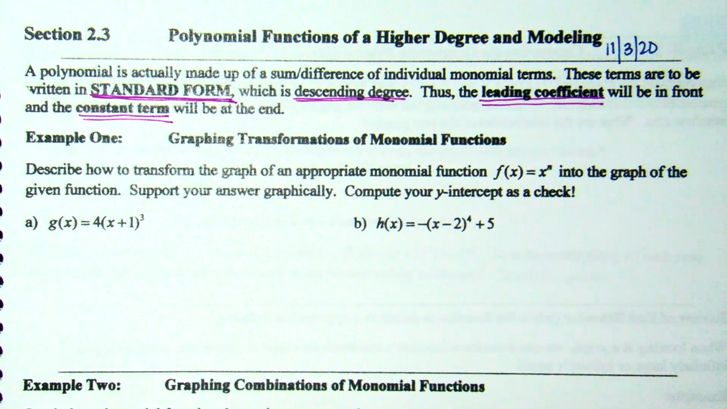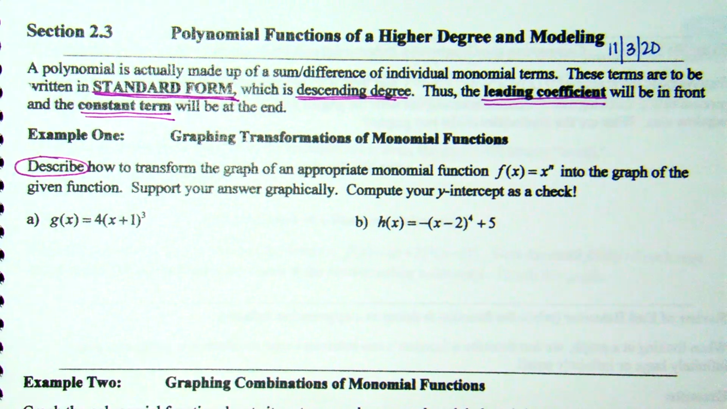Okay, excuse me. Now, example 1. My goal is to get through A and B here today. We'll see how we can do. Notice the first thing it says there. Describe. So we're going to use words and describe how to transform the graph of an appropriate monomial function f of x equals x to the n into the graph of the given function. It does ask us to support our answer graphically. So we will graphically do this by hand, and you can look at the graph on a calculator. And then it also says to compute your y-intercept as a check. Don't let me forget to do that, because I did forget that a little bit this morning.